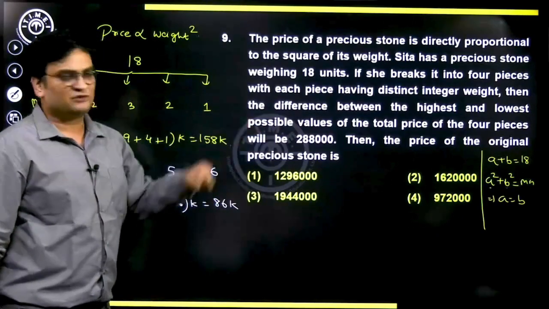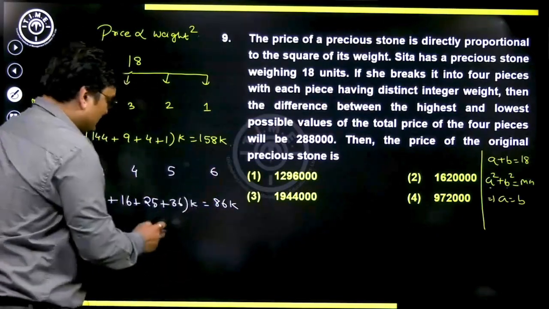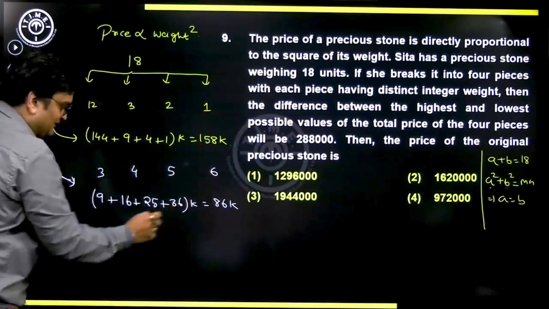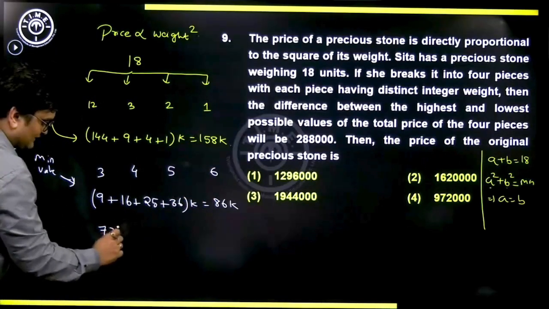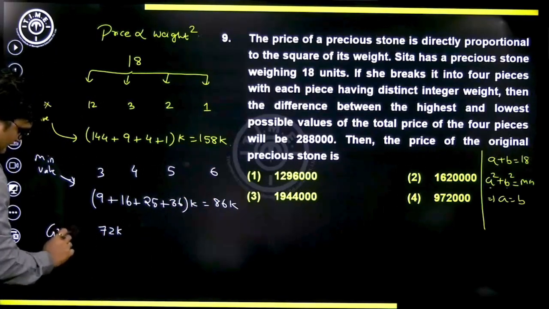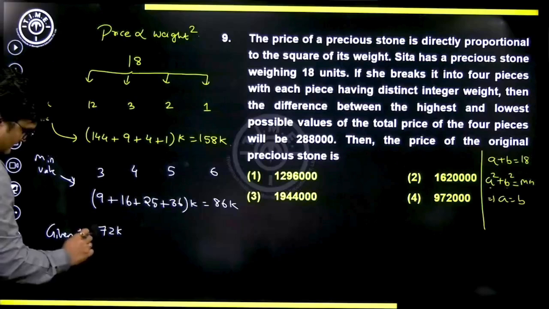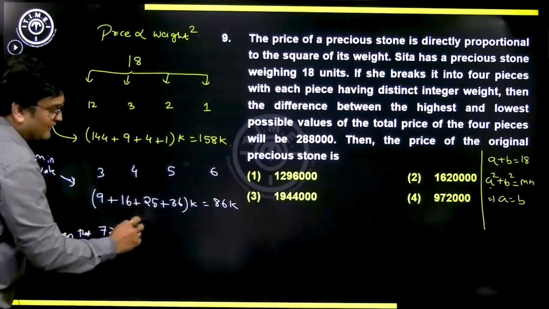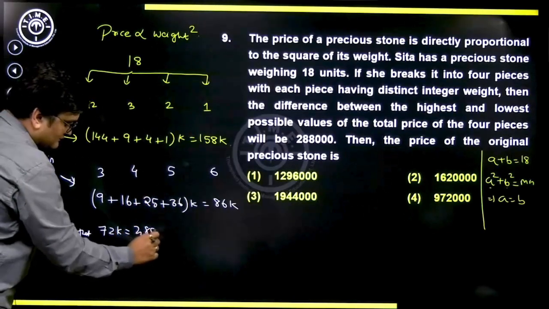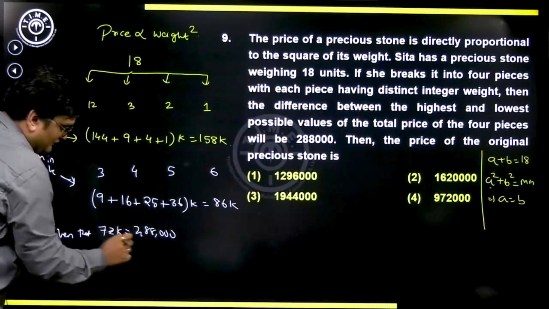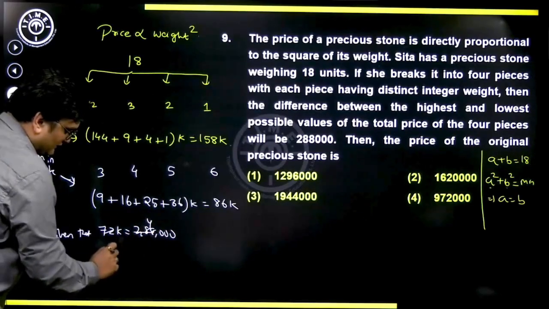The difference is given to us as 2,88,000. The difference between these two, 158 minus 86, is 72 parts. Given that 72 parts is 2,88,000, 72 will cancel out 4 times and 4,000. So 1 part will be 4,000.